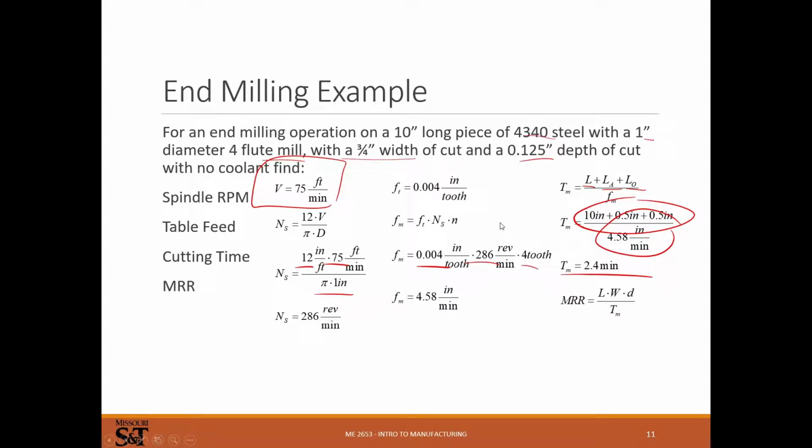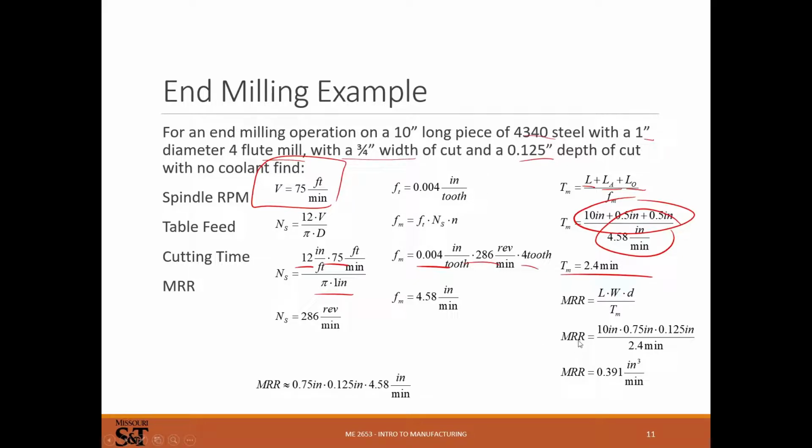Material removal rate, length, width, depth over time, I get 0.391 cubic inches per minute. For steel, the specific horsepower is more like a horsepower per cubic inch per minute. So I would need somewhere around 0.4 horsepower, half a horsepower for this operation. Why? Because in the other operation, the slab milling, I was doing a really long 2-inch wide cut for the same depth of cut. And it was for a lot softer, less strong material, but I was removing a huge amount more material in that process. Here I'm removing a lot less material on something that's stronger.